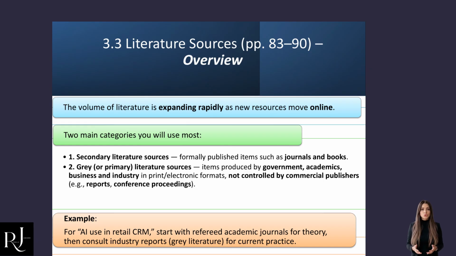Gray or primary sources include items produced by governments, industry, or academics that are not controlled by commercial publishers, such as reports and conference proceedings. For a topic like AI use in retail CRM, you should start with refereed academic journals to establish a theoretical foundation, and then consult industry reports or gray literature to understand current practice and real-world implementation. Balancing these source types provides both depth and context.